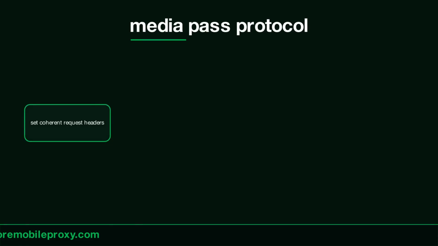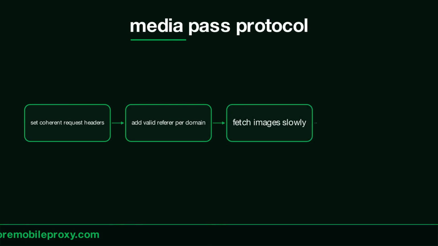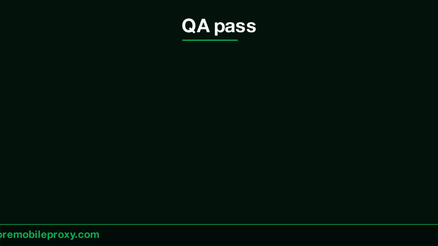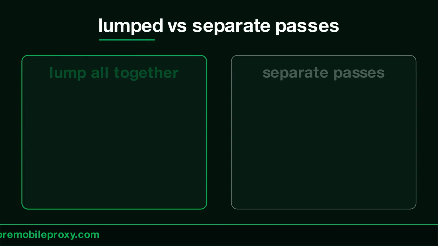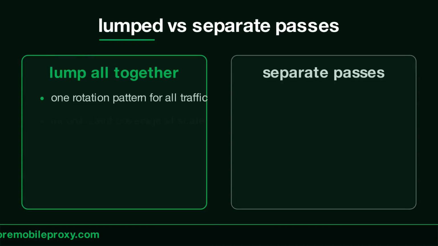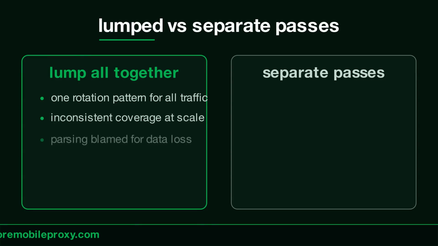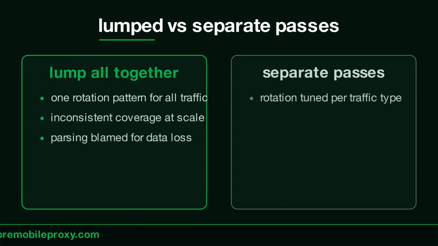Now the 4-pass collection model. Most property data teams should separate collection into four passes. Discovery pass: crawl search result pages, map tiles, pagination to identify candidate listings and detect deltas. Enrichment pass: revisit changed listings with sticky mobile sessions to collect full JSON, agent details, amenities, image metadata. Detail pass: fetch photos more slowly with coherent headers, valid referrers, strict retry limits. QA pass: sample rendered pages against stored output to catch silent field loss.